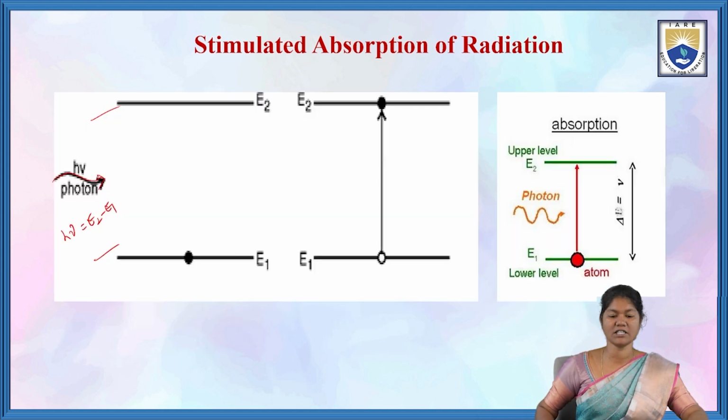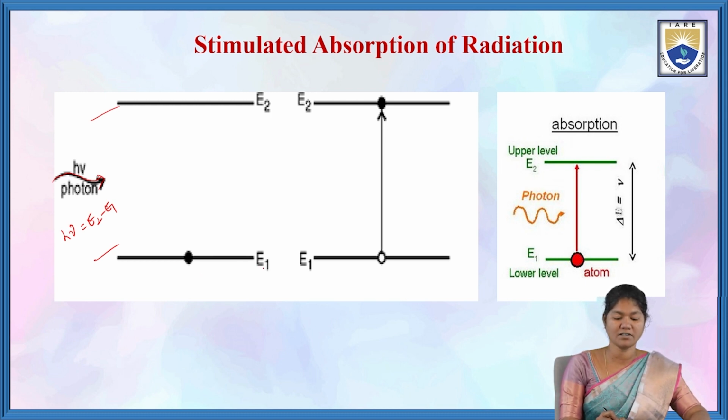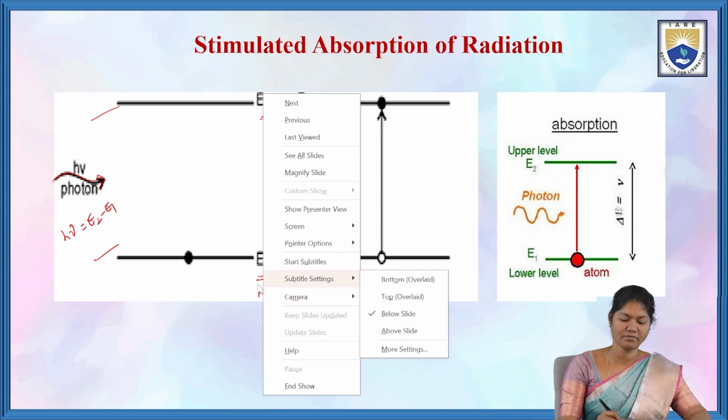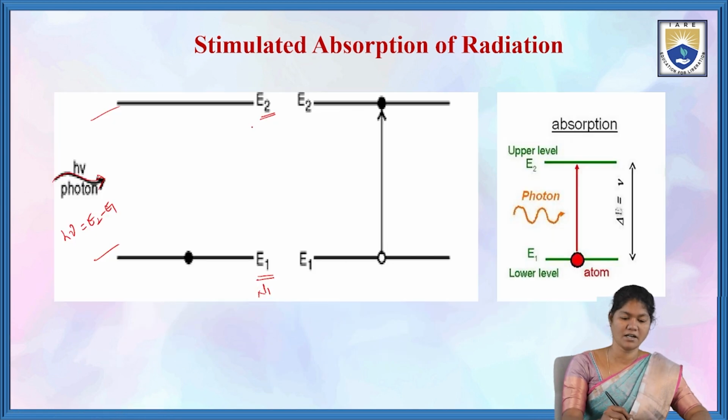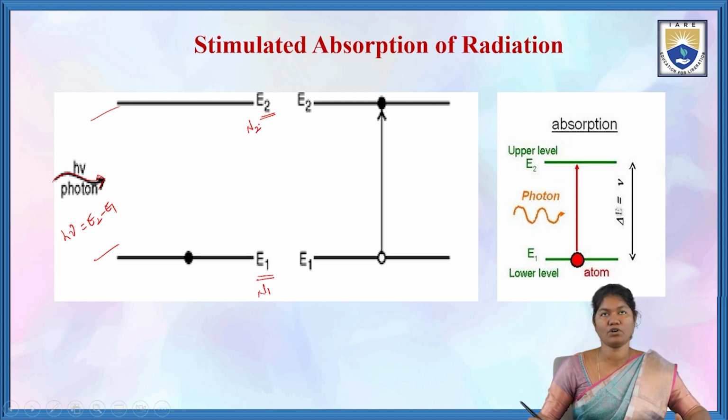In this diagram you can clearly understand it. Here the lower energy state is E1 and the excited state energy is E2. The number of atoms per unit volume in the ground state, the lower energy state, is N1. Likewise, the number of atoms per unit volume in the energy level E2 is N2.